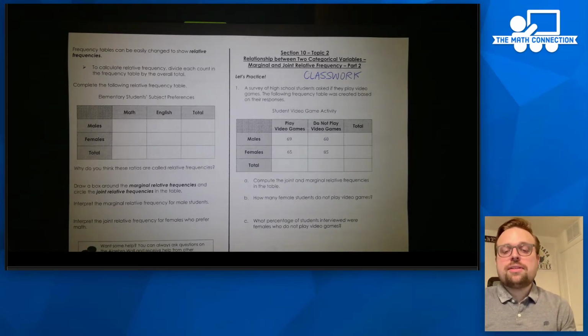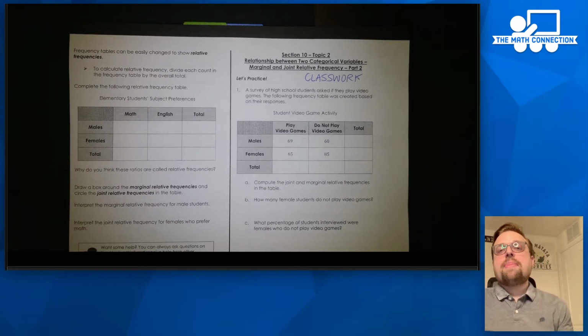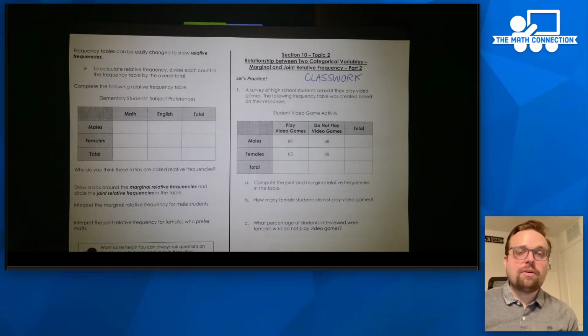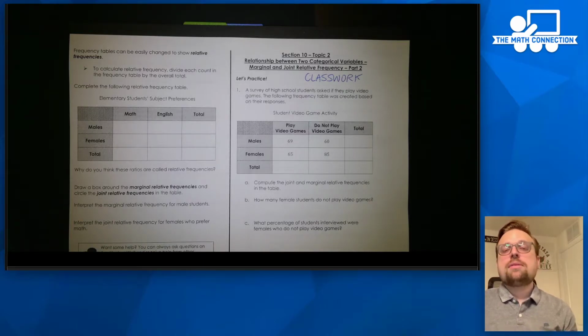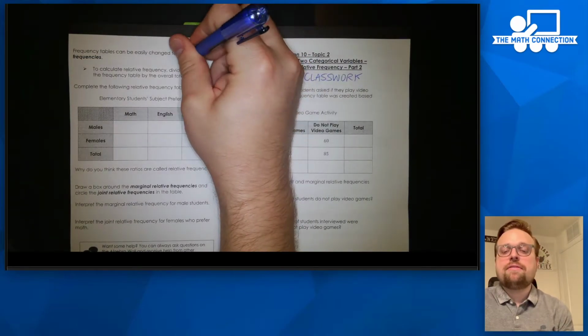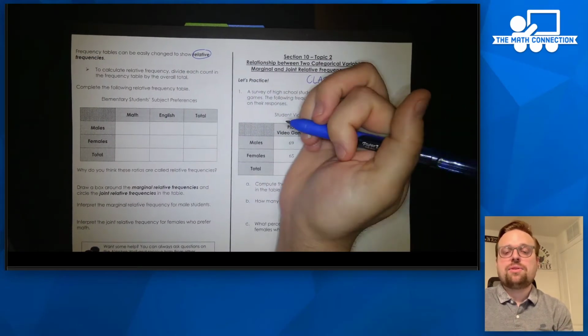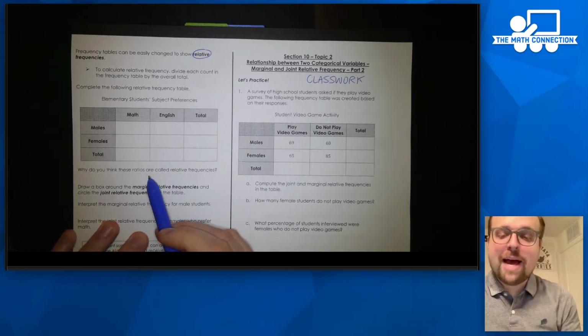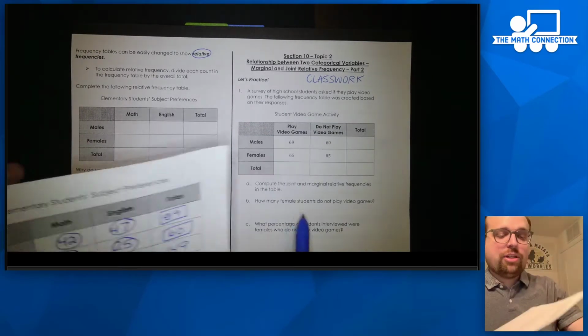So you can't just say how many males like math. That number has to be relative to something, because if I just asked you how many males like math, well, your next question should be, well, out of what population? Are we talking about every male in the entire universe? Are we talking about every male in Palm Beach County? Are we talking about every male at Palm Beach Central High School? So you have to relate that data to something, and that's why it's called a relative frequency, because it relates to the total.